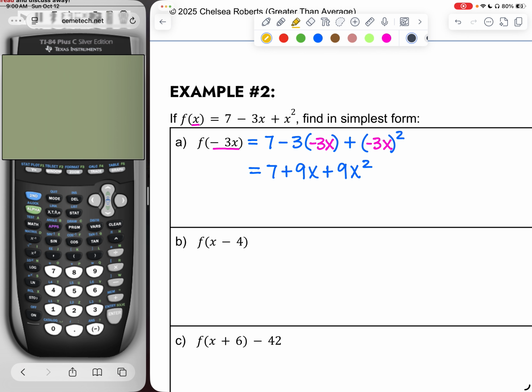Okay. And if you want to, you can write it in standard form as 9x squared plus 9x plus 7. It does not matter.